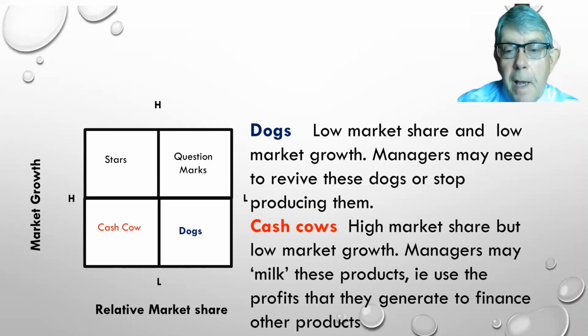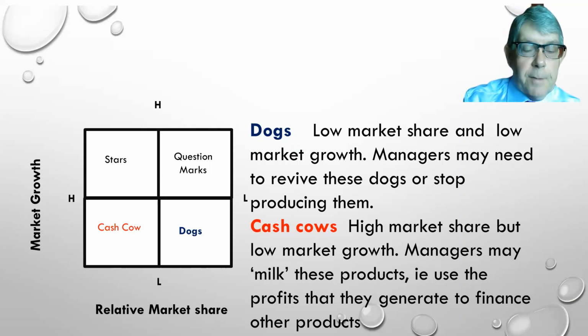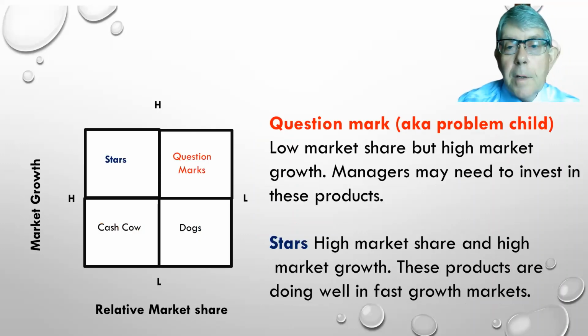Cash cows have a high market share but low market growth. So managers may milk these products, i.e. use the profits that they generate to finance other products. The question mark, also known as a problem child, low market share, but in a high market growth. Managers may need to invest in these products. Finally, stars, high market share and high market growth. These products are doing well in fast growth markets.